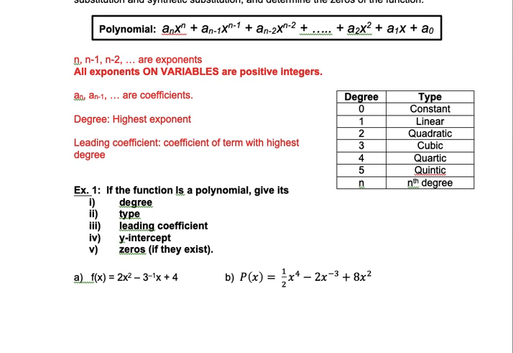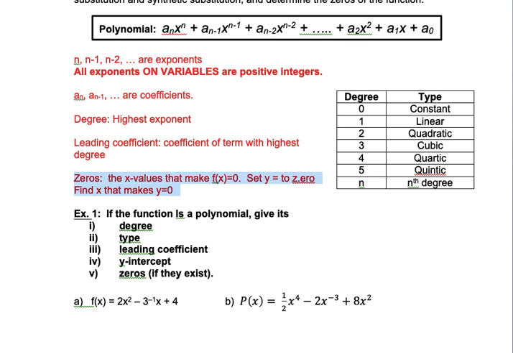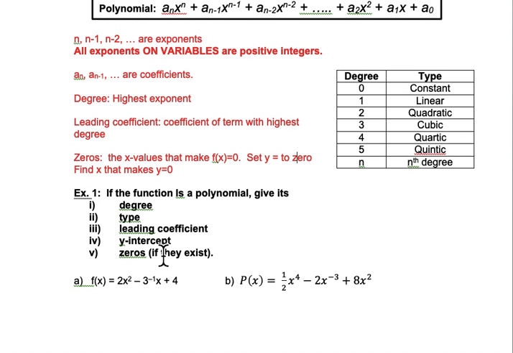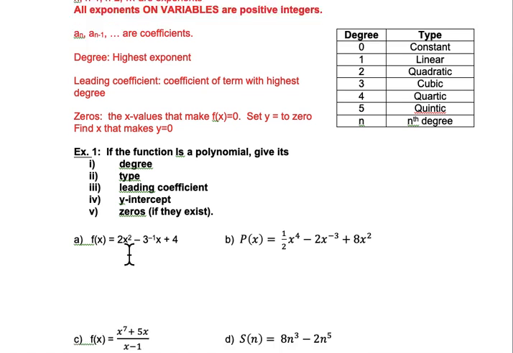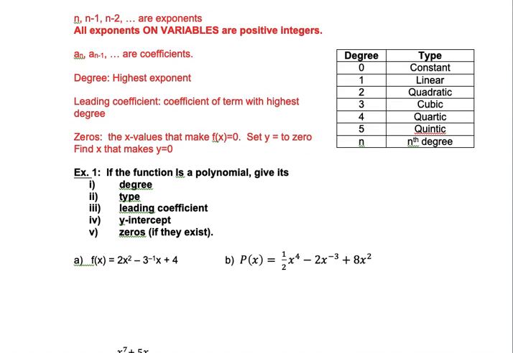And also, if it's a polynomial function, we'll find the zeros, the values of x that make f of x equal 0. So you set y equal to 0 or f of x equal to 0. Oops, that's misspelled. And then you find the x that makes y equal 0. So let's use that information to do example 1.